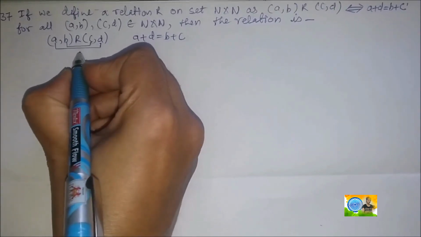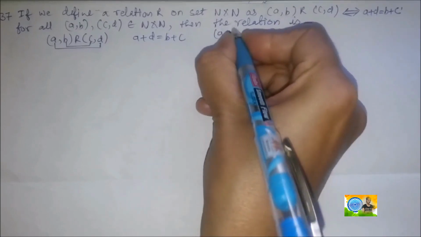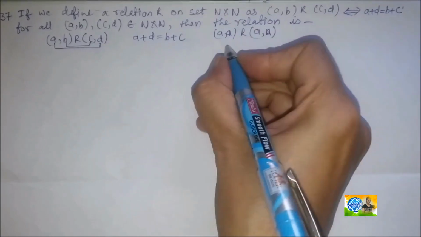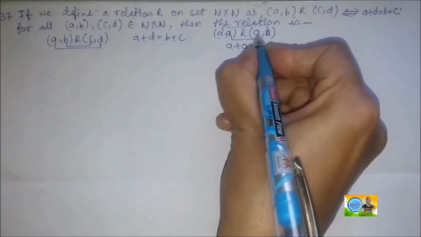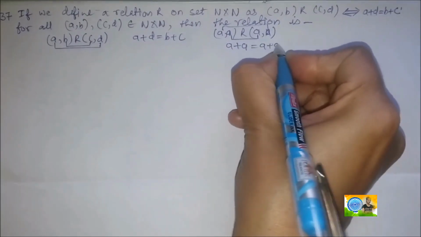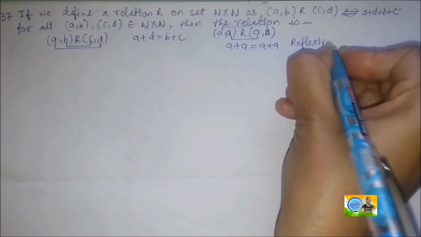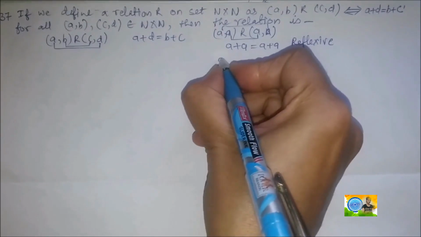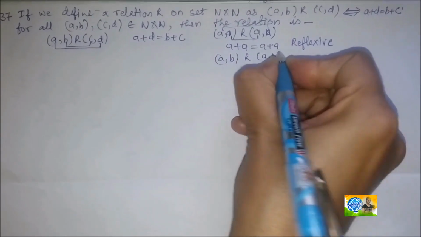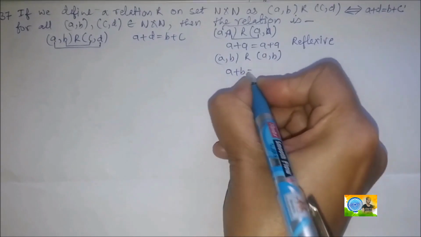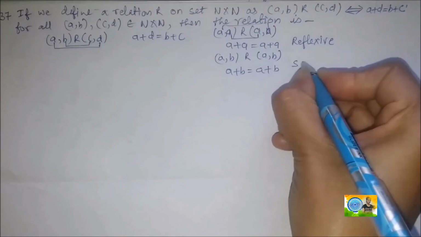So let us check for reflexive relation. For reflexive we have (a,a) R (a,a). So a plus a, these two a's are equal to these two a's. So the relation is reflexive. For symmetric we have (a,b) R (a,b). So a plus b is equal to a plus b. So the relation is symmetric.